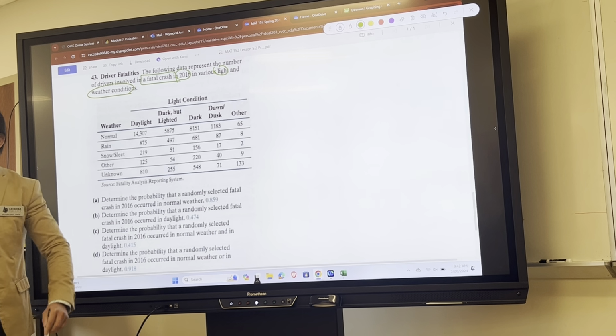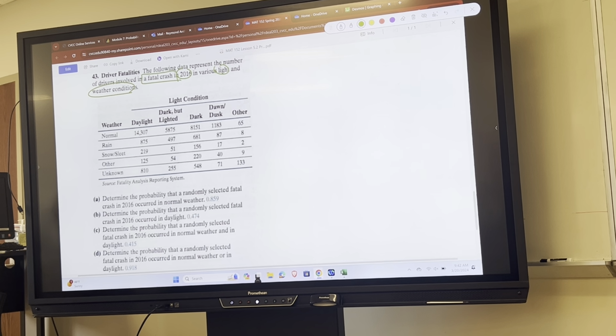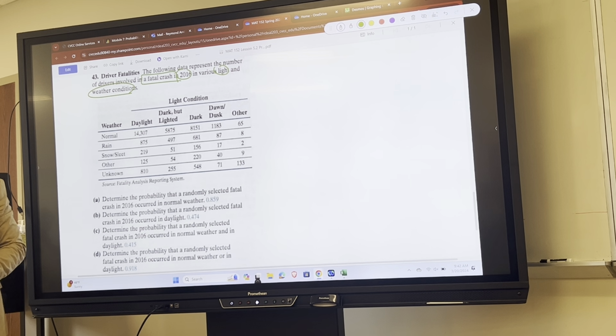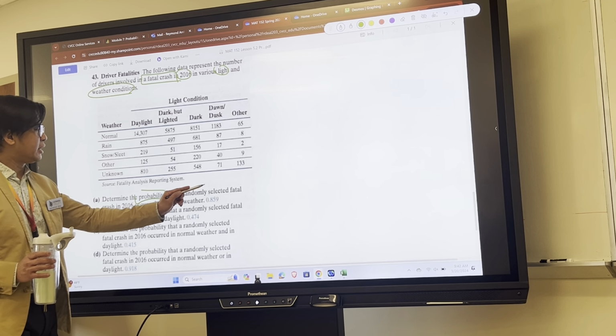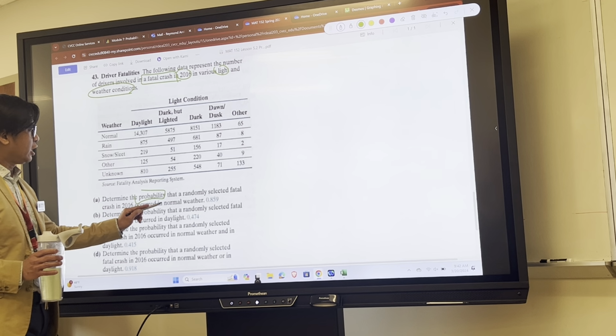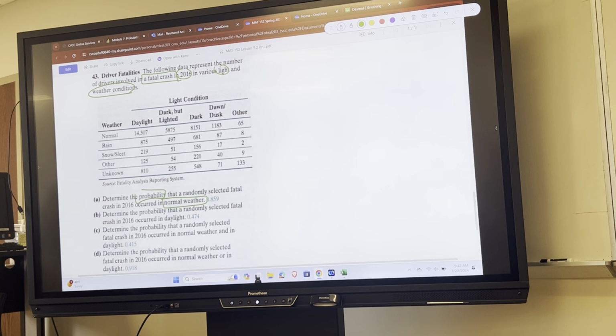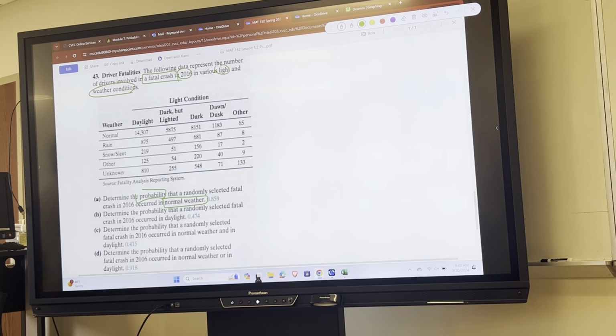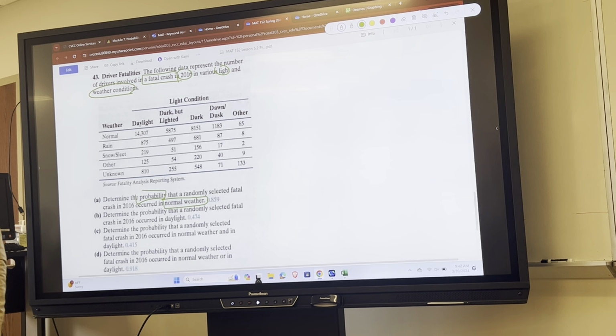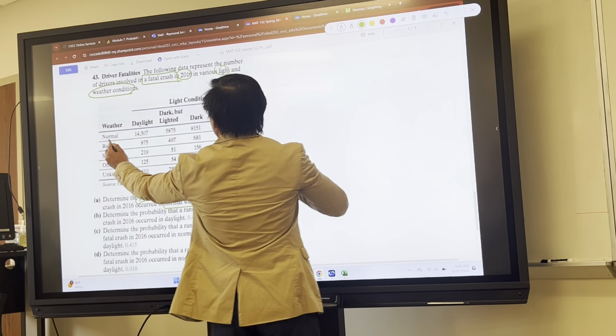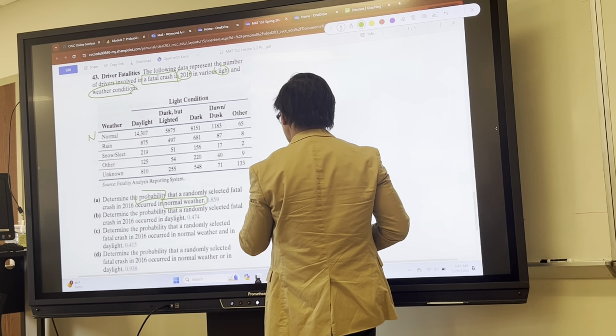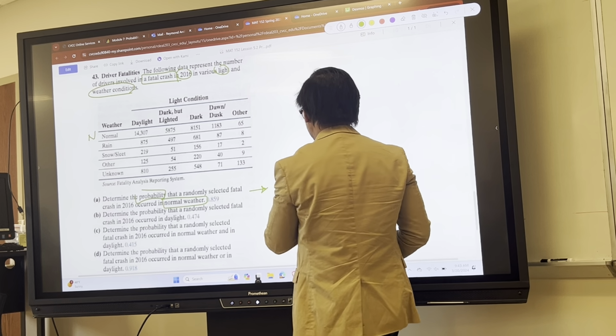Thank you. All right. So again, this is looking at the weather and the light condition as factors on the fatalities of the driving accident, or crash. Now it says in letter A, determine the probability that a randomly selected fatal crash in 2016 occurred in normal weather. Let's call it probability in a normal weather, so P of N. Let's call this N. So the probability of being in a normal weather is what?